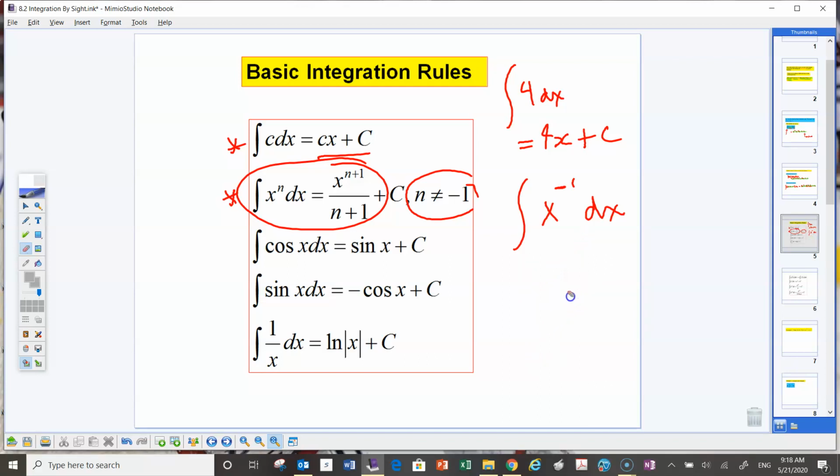Anytime you have x to the -1, this is the same thing as the integral of 1 over x dx. And we learned back in chapter 7, what function, when you take the derivative, is 1 over x? Well, that one is the logarithmic function. So the integral of 1 over x, or x raised to the -1, is ln absolute x plus a constant. And that would be that rule right there.